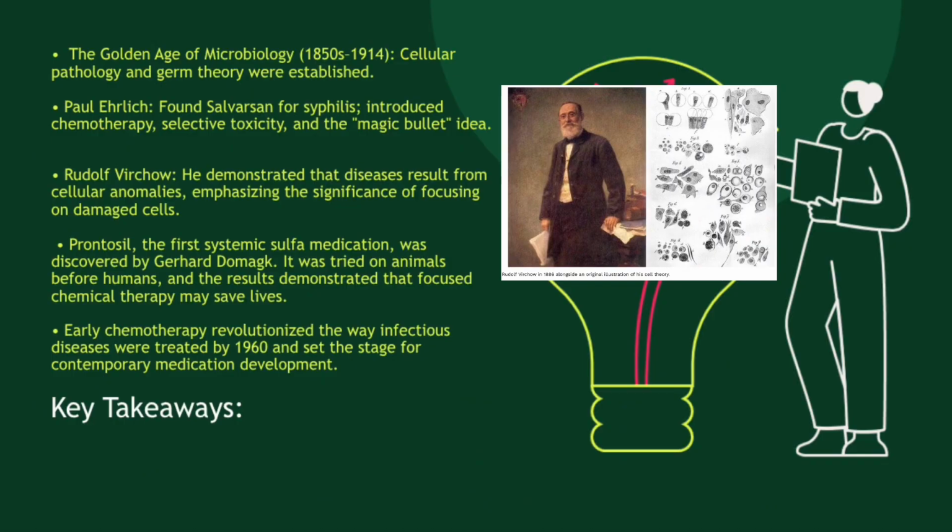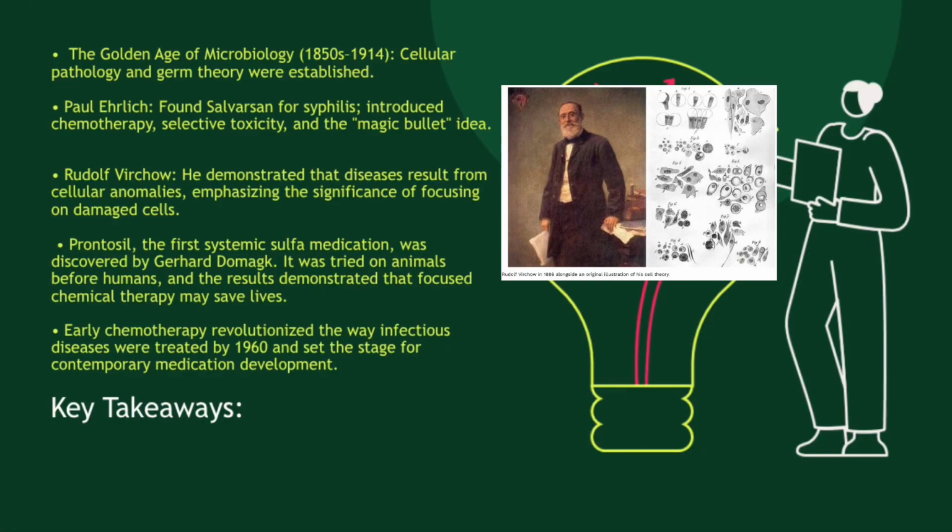As we conclude, remember the theme. Chemotherapy is the enduring gift of the Golden Age of Microbiology. The foundational discoveries of Koch and Pasteur inspired Paul Ehrlich to invent the concept of selective toxicity, the magic bullet, and to prove it with Salvarsan. Without the knowledge of the Golden Age, Ehrlich's idea would have remained theoretical.